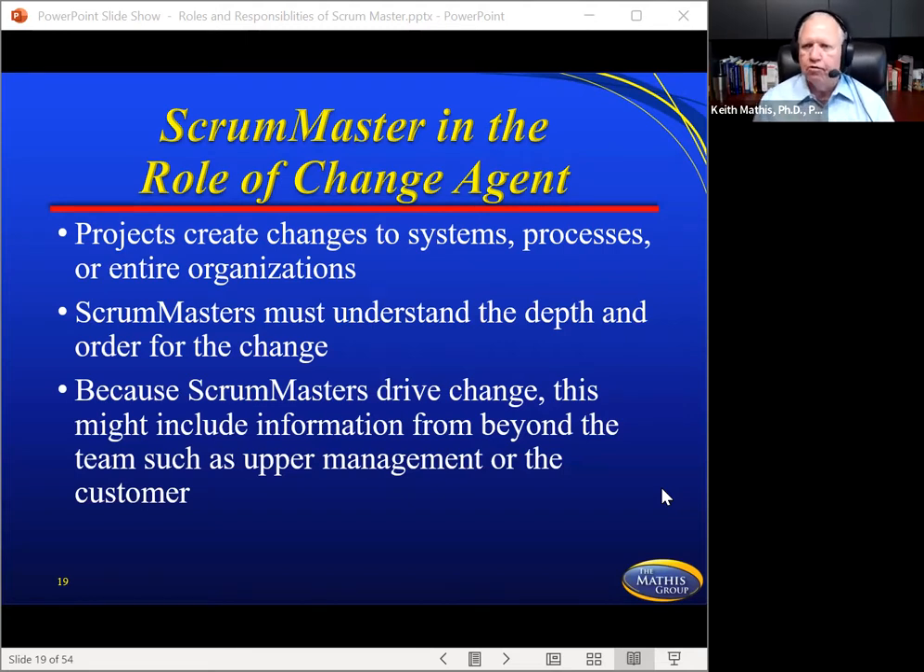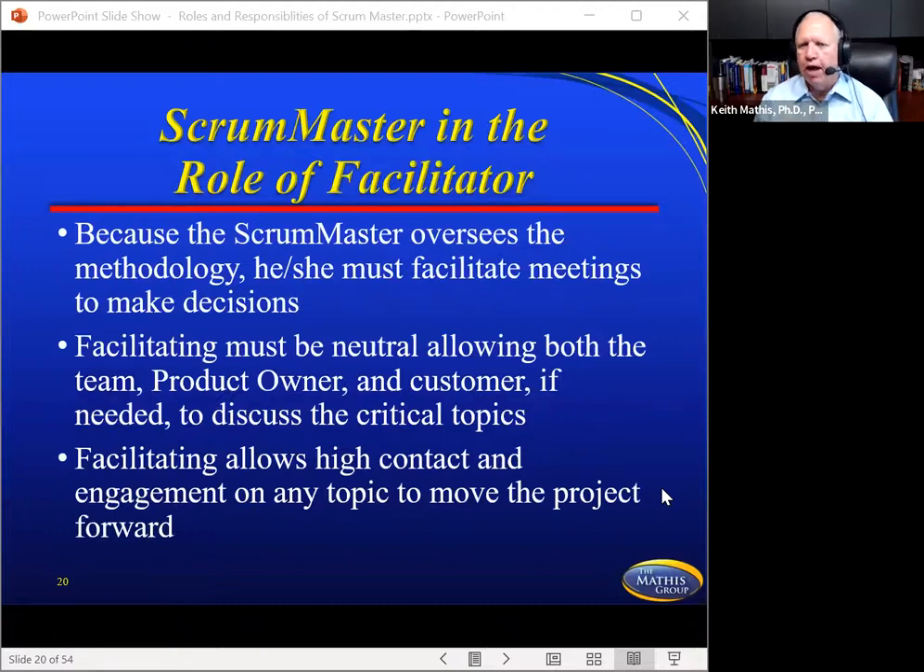The Scrum Master is just really trying to be that helper in as many things as possible. So that main role of facilitator, being able to facilitate to where we can talk about these things. The Scrum Master oversees the methodology. He or she must facilitate the meetings and to make decisions. Facilitating must be neutral, allowing both the team, the product owner, and the customer, if needed, to discuss the critical topics.